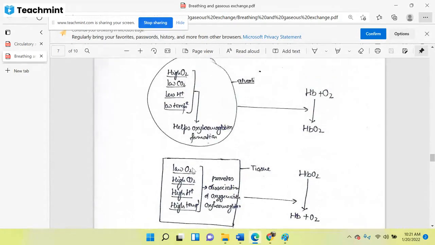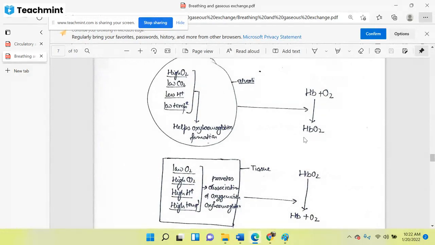You could see here low O2. Previously, for binding, the partial pressure of oxygen should be high, but here the partial pressure of oxygen would be less, and the partial pressure of carbon dioxide will be high. Here the hydrogen ion concentration, or we can say the number of hydrogen ions, will be more, and the temperature will be high. So you see the reverse conditions are present in the tissue, and due to this deviated condition, what will happen? All of these four factors promote the dissociation of oxygen from the oxyhemoglobin, and here oxygen will be released.